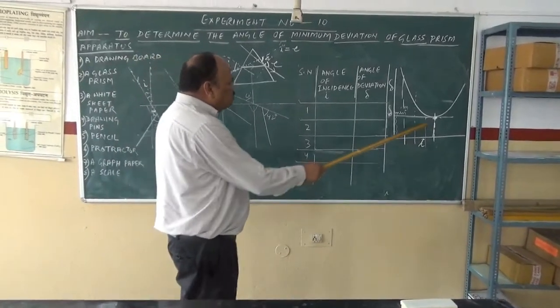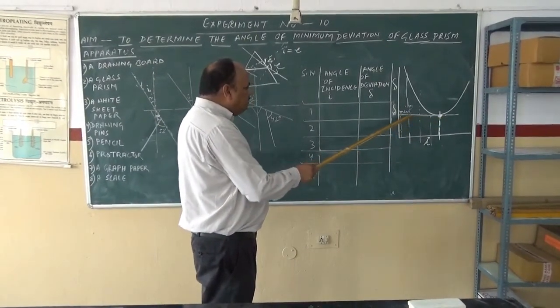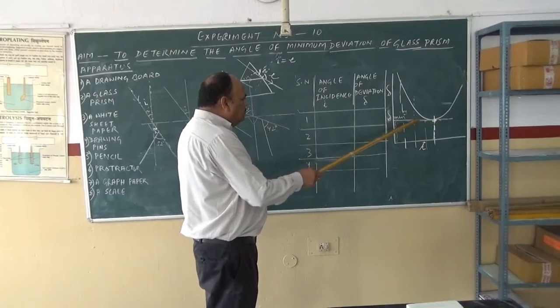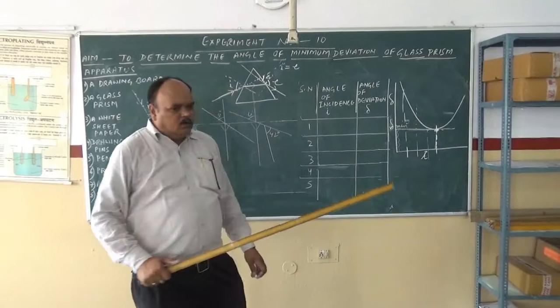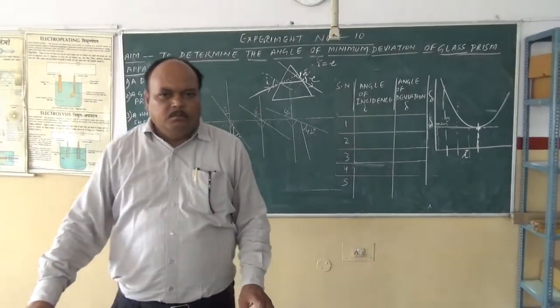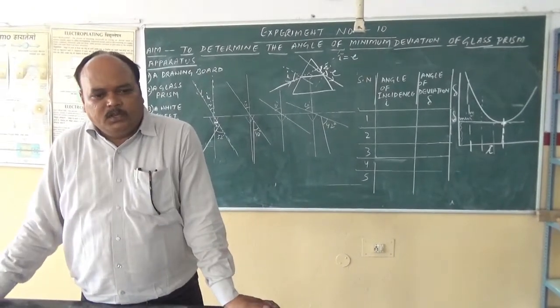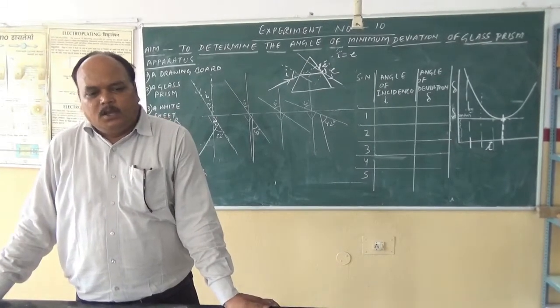and this point is called minimum deviation. So from this graph we will note down minimum deviation, and in this way this experiment is completed.